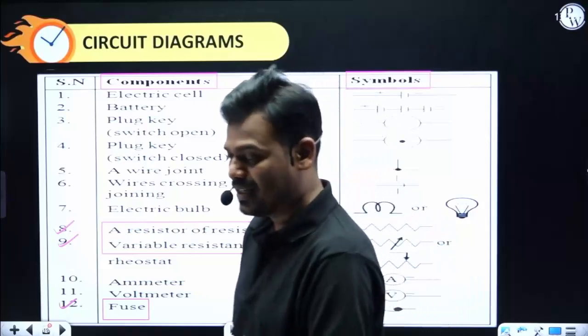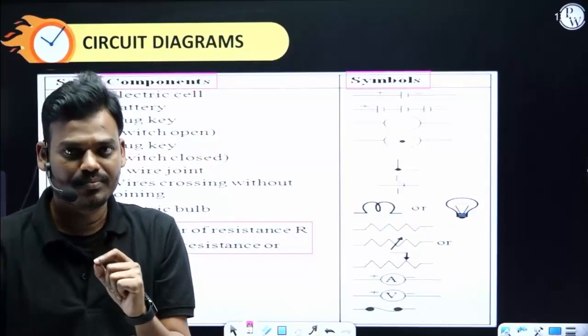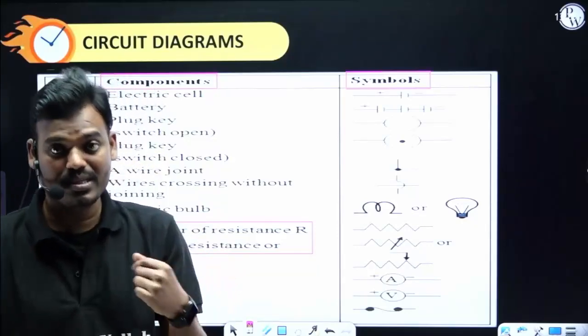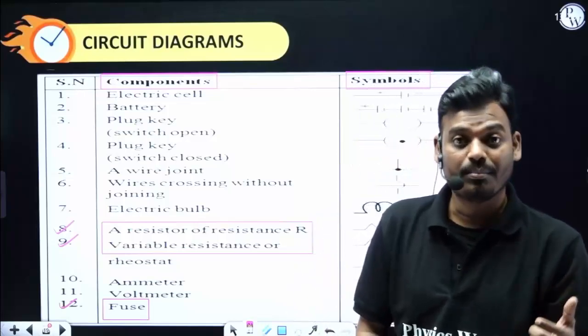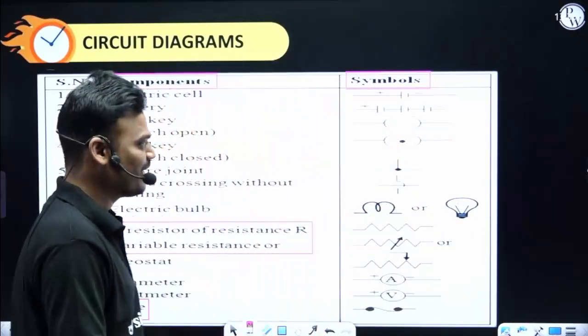So these are the circuit diagrams, meaning the components which we express in the electric circuit. How do we express a bulb? A fuse? A rheostat? A resistance? A cell? How do you express a battery? Like this.